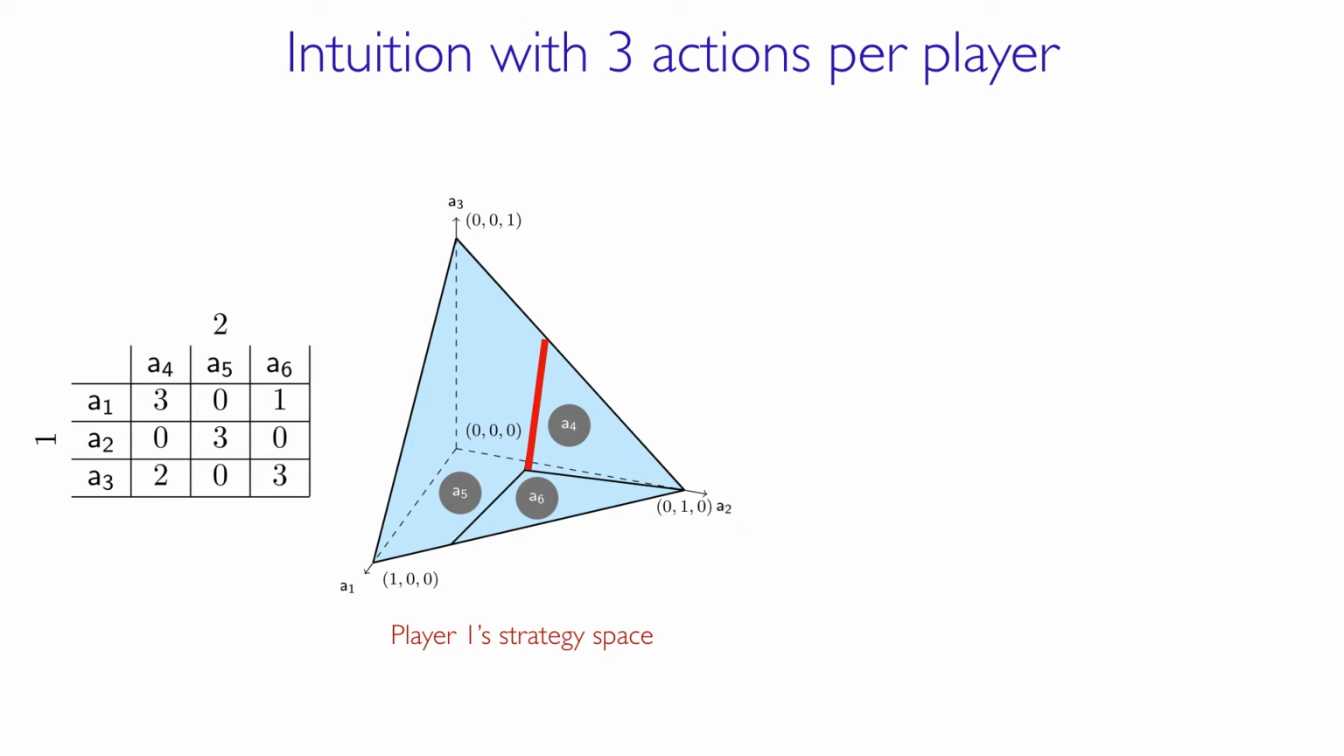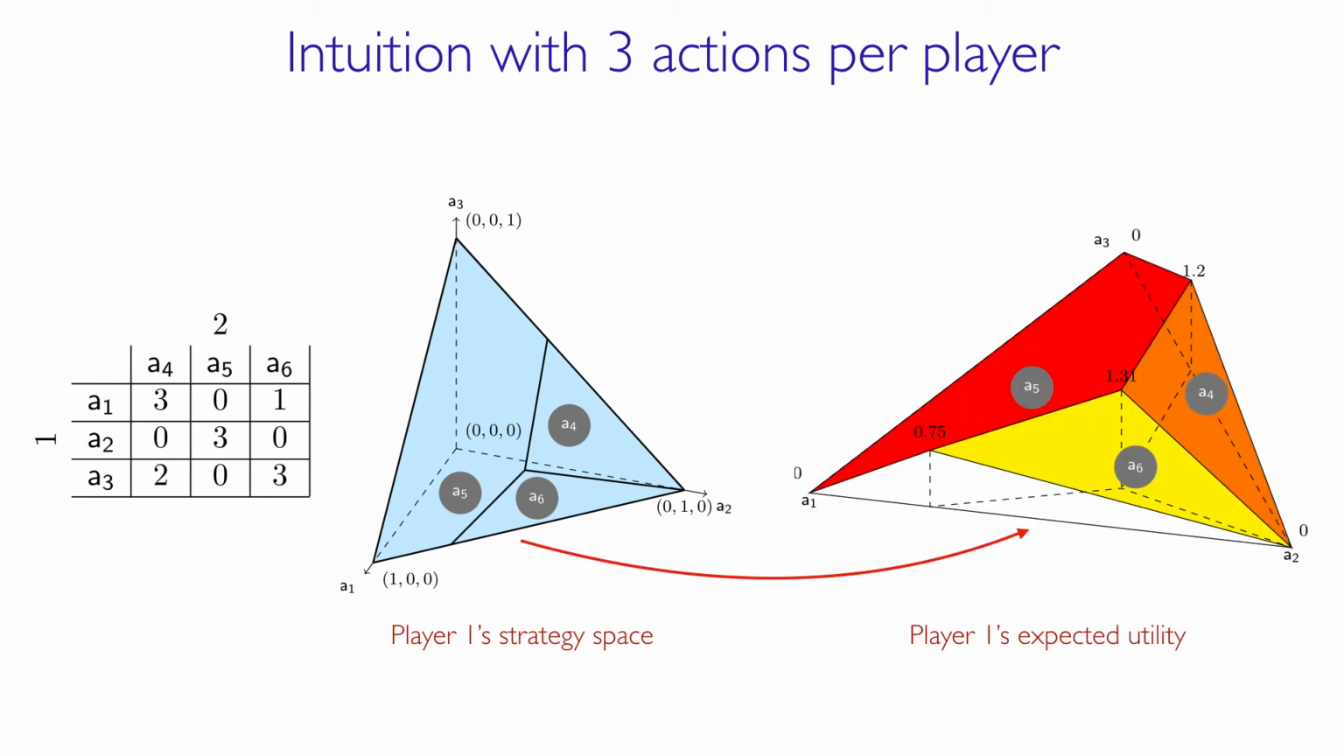The edge in red is the region of strategies of player 1 in which the expected utility given by playing a4 and a5 is the same, and it is smaller than the expected utility given by playing a6. Finally, the edge in red is the region of strategies of player 1, in which the expected utility given by playing a5 and a6 is the same, and it is smaller than the expected utility given by playing a4.